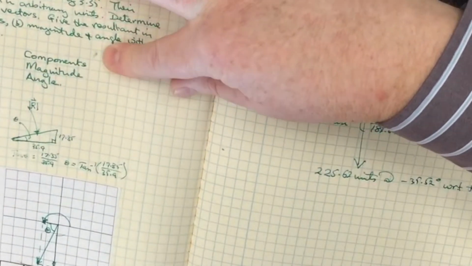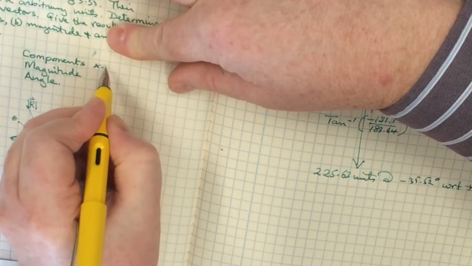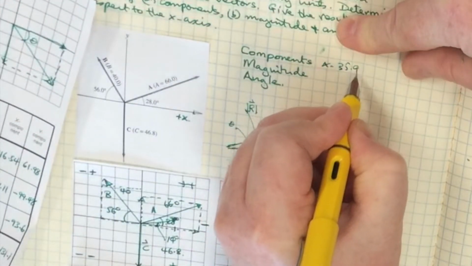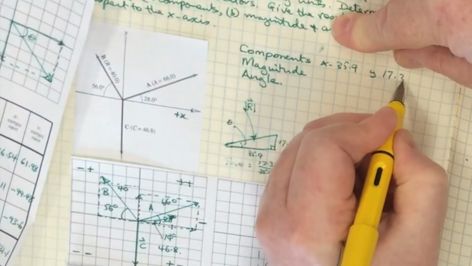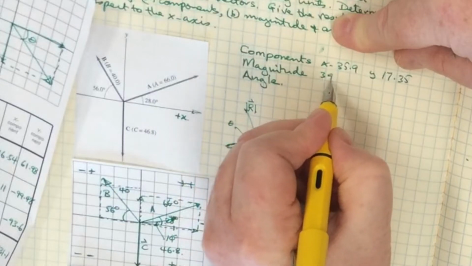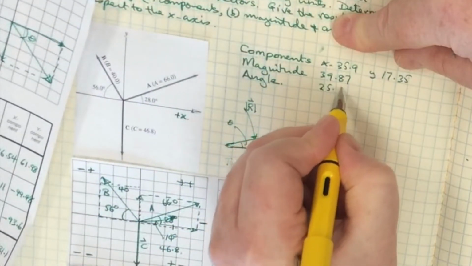And if I go back to my original one, the components I can just read off the bottom here. The x component is 35.9 units. The y component is 17.35 units. The magnitude is 39.87. And the angle is 25.8 degrees.